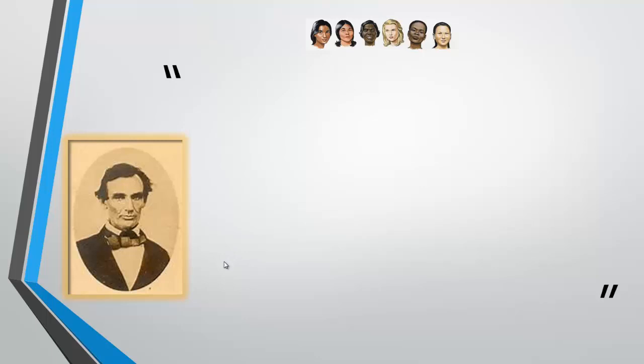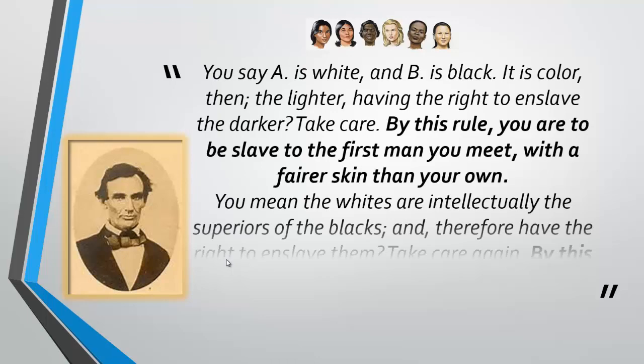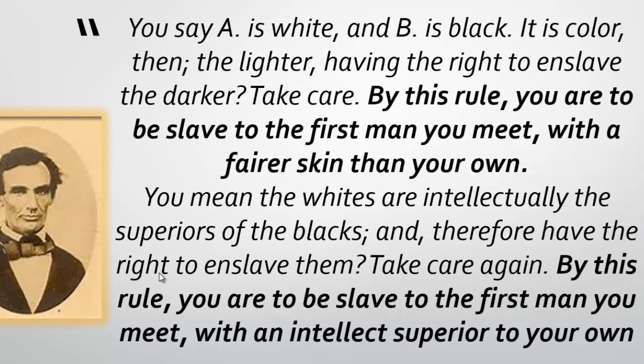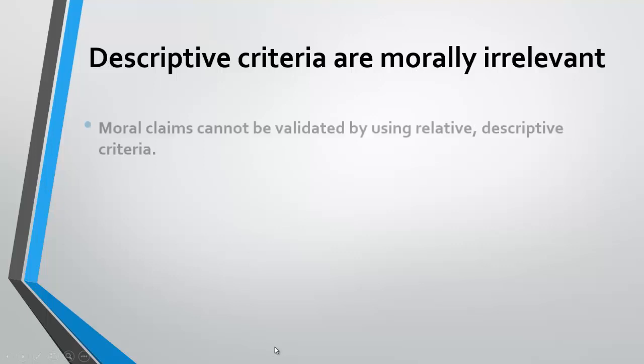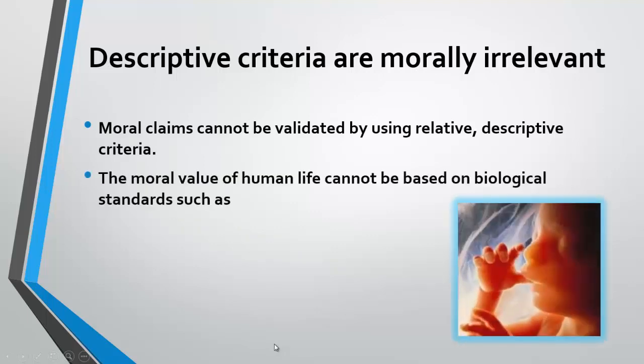I think Abraham Lincoln couldn't have said it better. He said, if you think that you can enslave someone who has a darker skin, if that's the rule, you are to be slave to the first person you meet with a fairer skin than your own. Or if you think that there is intellectual superiority, if that's your rule, you are to be slave for the first man you meet with an intellect superior to your own. In other words, descriptive criteria are morally irrelevant. You cannot be validated in morality by using relative descriptive criteria.